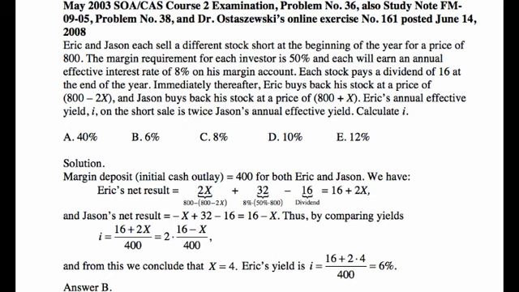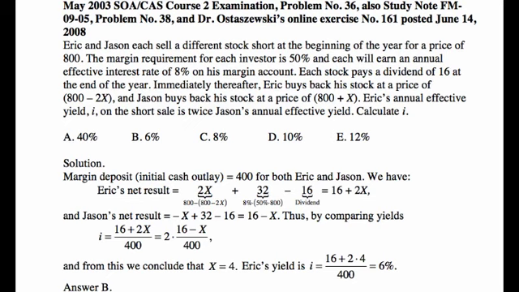He also earns interest at 8% on 50% of 800, so 8% on 400, and that's 32. But he has to pay a dividend of 16, so we subtract that. And the answer is that this is 16 plus 2x. And Jason's net result is minus x, because there's a loss. He sold for 800 and bought back for 800 plus x, plus 32, the interest, minus 16, and that ends up being 16 minus x.